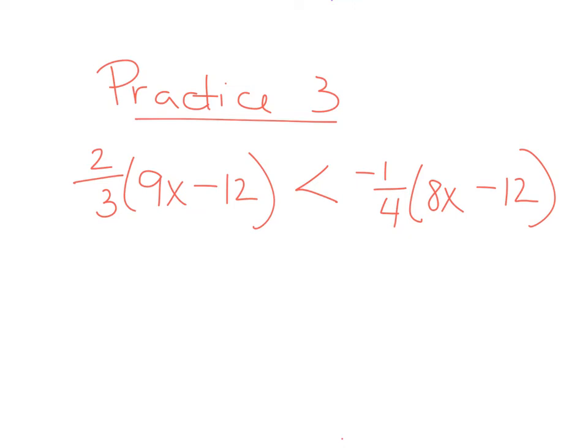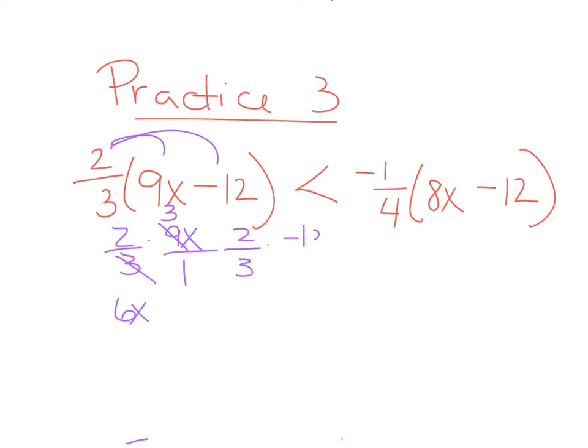All right, so the first thing you should have done was you should have done the distributive property. When I take 2/3 times 9x, if I can't do that in my head, I'm going to write it out. 3 goes into 9 3 times, and I have 2 times 3x, that's 6x. And then I have 2/3 times negative 12. 3 goes into 12 4 times, and I have 2 times a negative 4, so that's minus 8. So check your work so far.